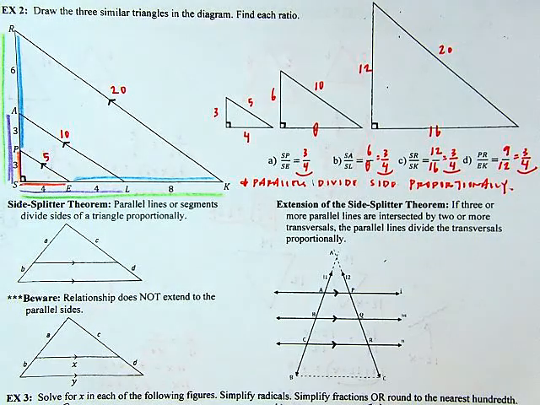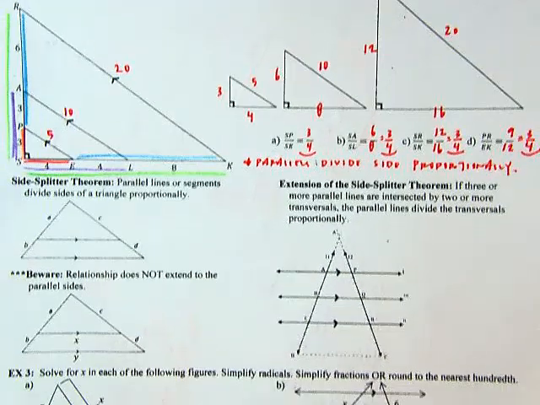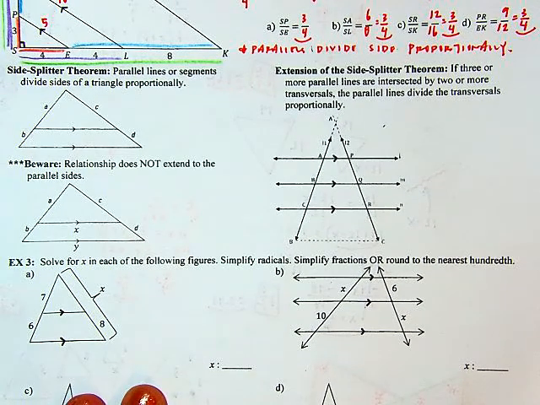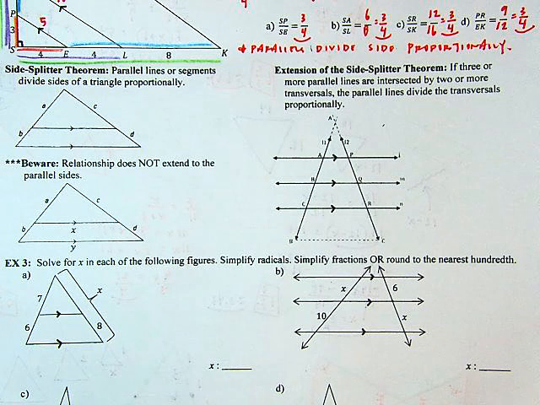They're all in a ratio of 3 to 4. Okay, so now let's formalize that as a rule. The side splitter theorem, sometimes we call it the side splitting theorem. Here it just says those parallel lines or segments divide the sides of a triangle proportionally.